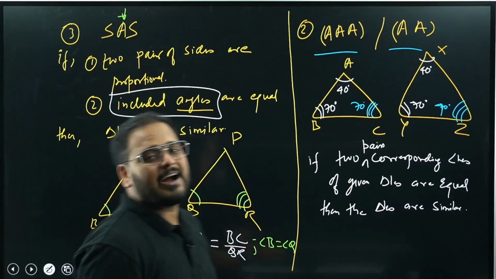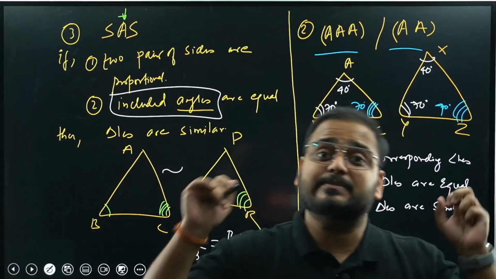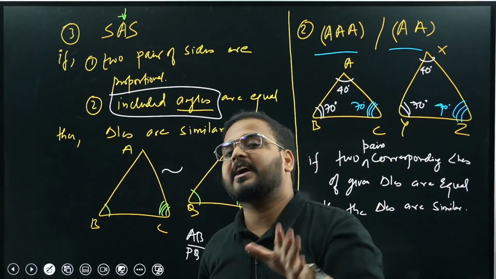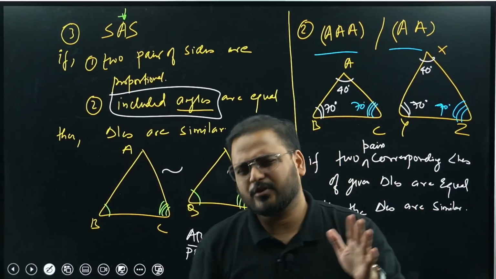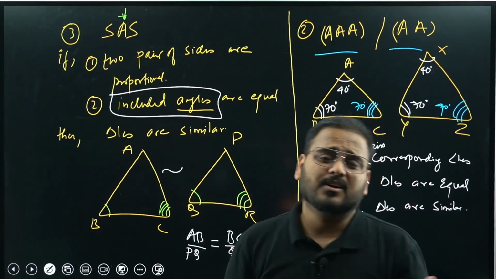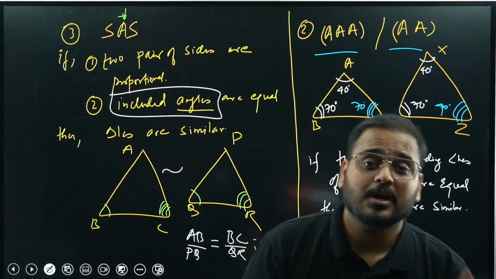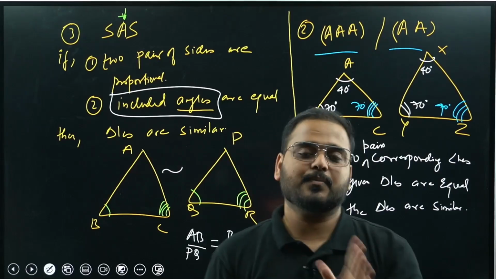This is the end of your criterion. I told you I will not give you the derivation, but I'll explain it in a way that you'll never forget. Why not the derivation? Because that's not important for you. They have never asked questions on the derivation of similarity conditions, but the derivation of BPT and converse BPT is very important. They keep asking.